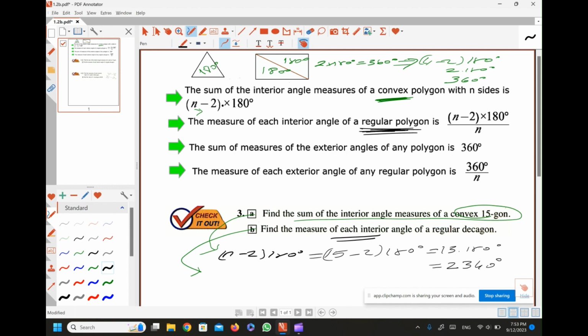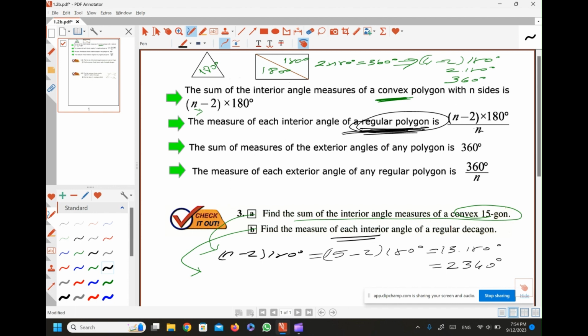So the previous formula divided by the number of sides will give you each interior angle of a regular polygon. Be careful, it's supposed to be a regular polygon to apply that rule. You cannot do this with irregular polygons. You have to find each angle one by one in an irregular polygon. But if it is regular, you don't have to find it one by one. All you have to do is divide the sum by the number of its sides.